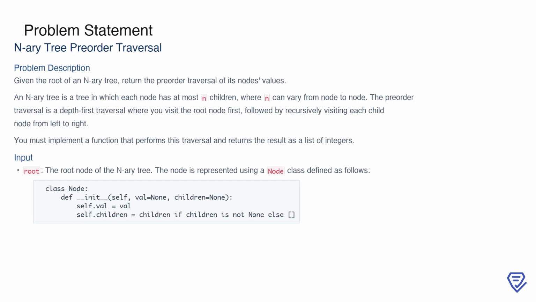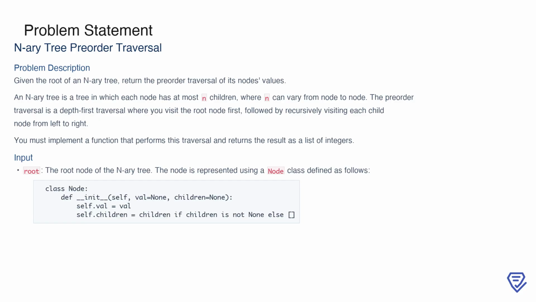An N-ary tree is a tree structure where each node can have up to n children, and n can vary for each node. In a preorder traversal, we visit the root node first, and then recursively visit each of its children in a left-to-right order. Our task is to implement a function that takes the root of such a tree as input and returns the traversal result as a list of integers.